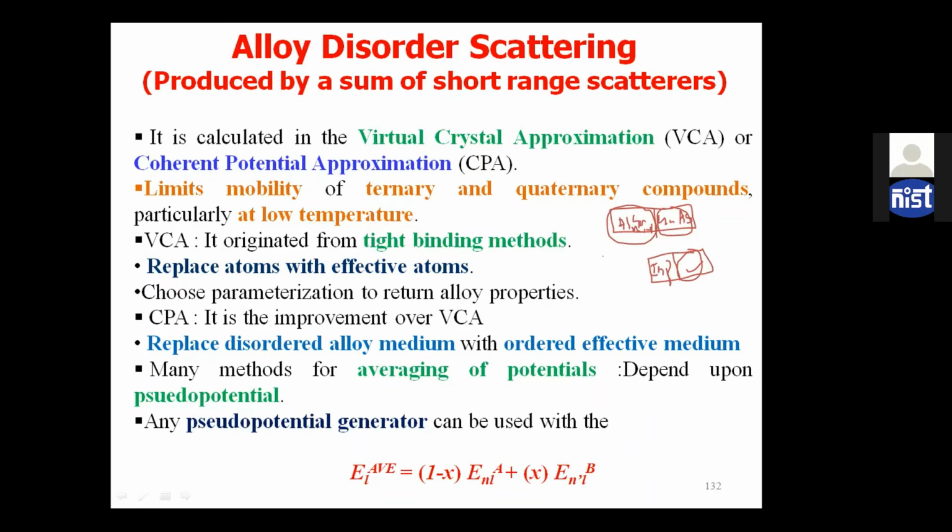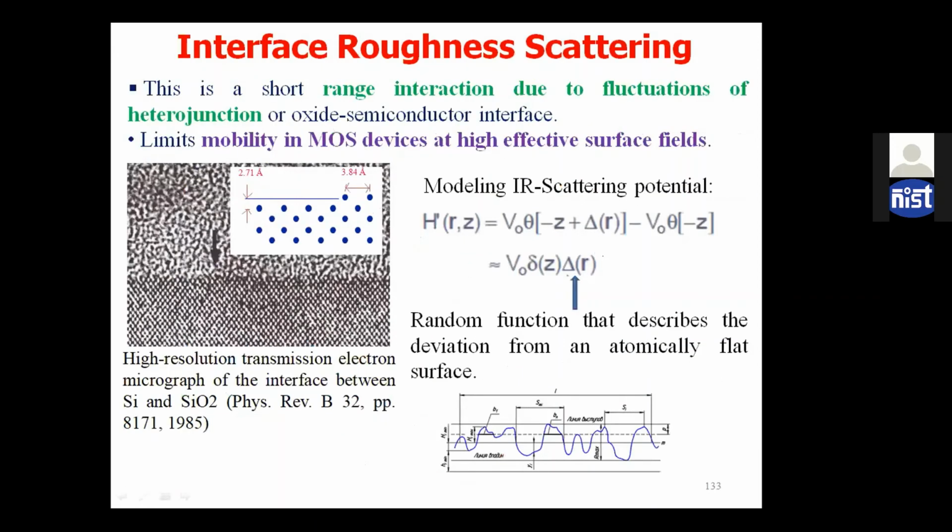Similarly, in case of the interface, as you know, this is a very important one in case of your MOS technology. So this is a short range interaction due to the fluctuation of the heterojunction or oxide semiconductor interface. You can see here, this lower one is the semiconductor, the upper one is the oxide. If you see regarding the interface, the interface is not properly matched, there is a mismatch in the interface.